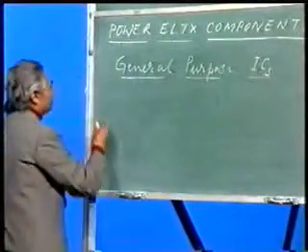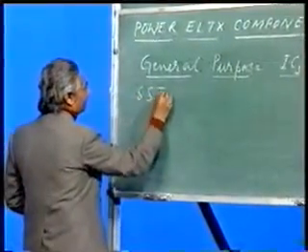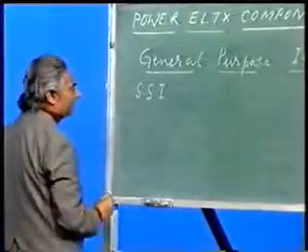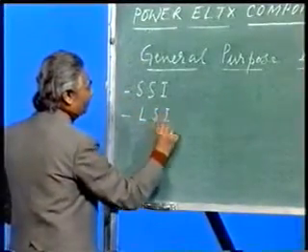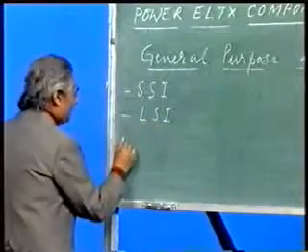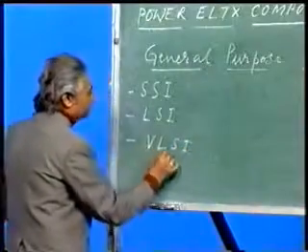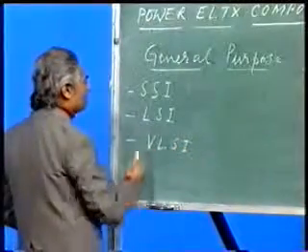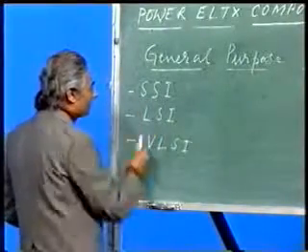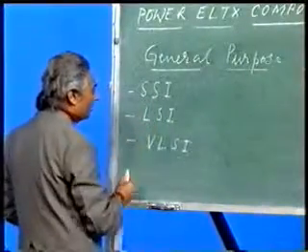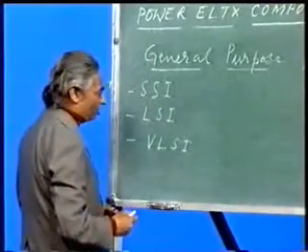So there can be 3 types of ICs. One is SSI, small scale integrated circuits, the other one is LSI, large scale integrated circuits, and the third one is VLSI, very large scale integrated circuits. Naturally, as the name suggests, SSI will have a lesser number of components, LSI will have many more components, and VLSI will have a very large number of components, such as microprocessors and all.